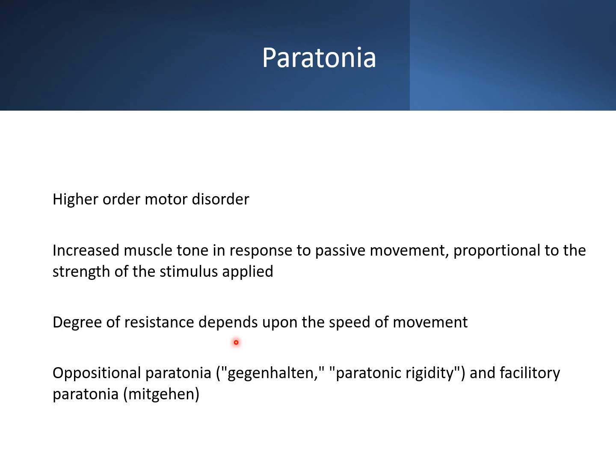And another thing, even though it is equal in both directions, similar to rigidity, in rigidity it is independent of the speed of passive movement. Even if you move the limb passively at a very low speed, you will feel the same resistance. Even at a higher speed, you will feel the same resistance in rigidity. But in paratonia, the resistance you feel depends on the speed or intensity of the movement. That's how paratonia can be differentiated from spasticity and rigidity.